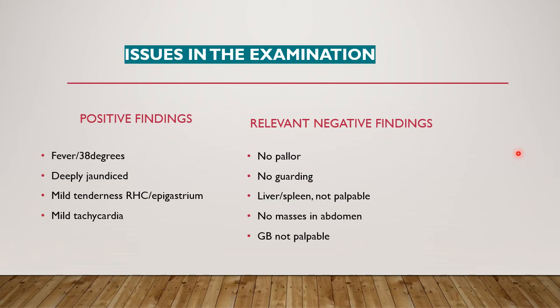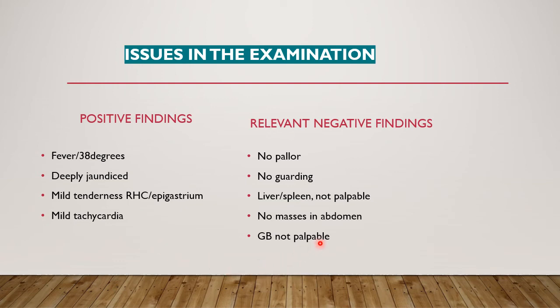What are the issues that we can derive from the examination? The positive findings are she has fever, but we are unsure whether she has chills and rigors together. She is deeply jaundiced, suggesting the cause must be something to do with the biliary system. There's only mild tenderness in the right hypochondrium and epigastric region, and then she has tachycardia, and the blood pressure is quite normal.